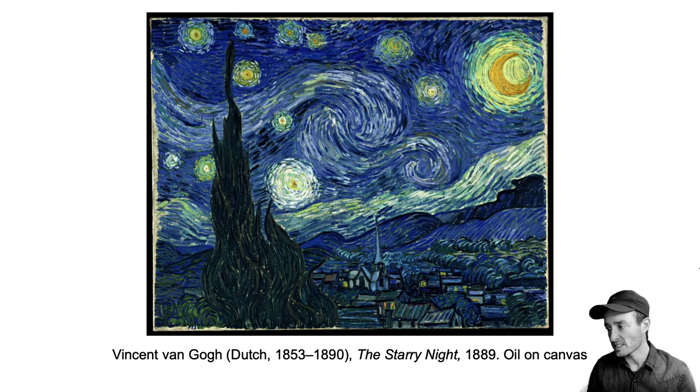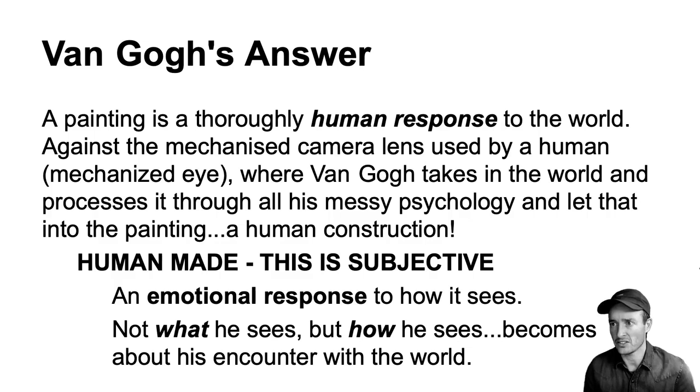So Starry Night, oil and canvas, we get this abstract. It's not like a photograph. It's very subjective. It's an expression, right? Van Gogh's answer is painting is a thoroughly human response to the world. Against the mechanized camera lens used by a human, a mechanized eye, Van Gogh takes in the world and processes it through all the messy psychology and lets that into the painting.